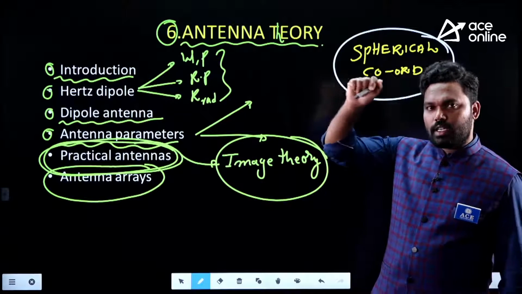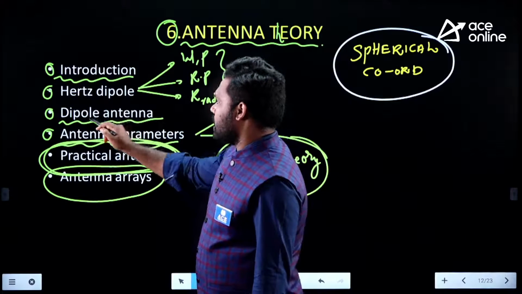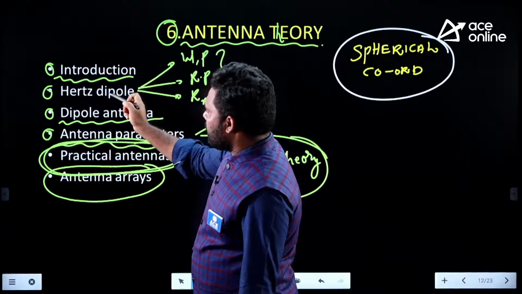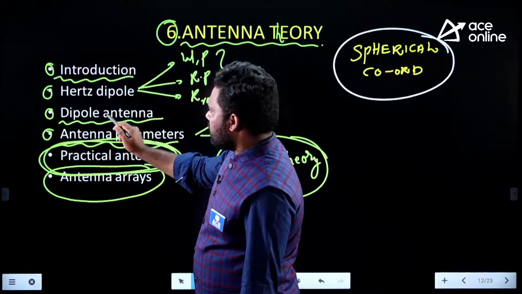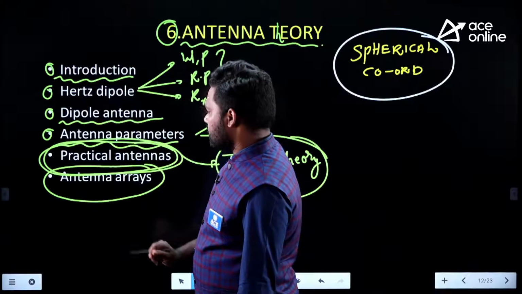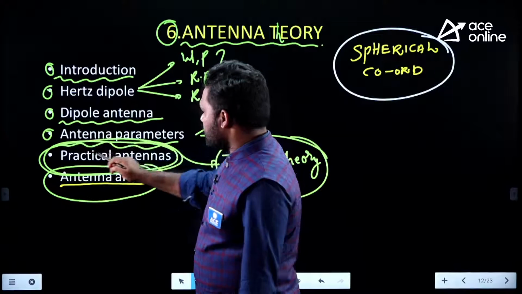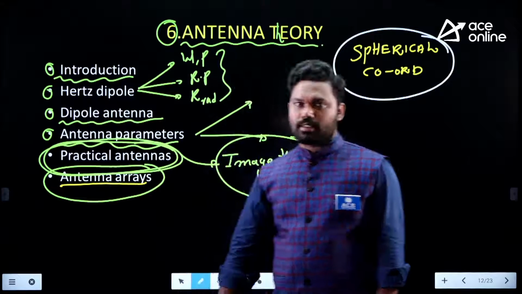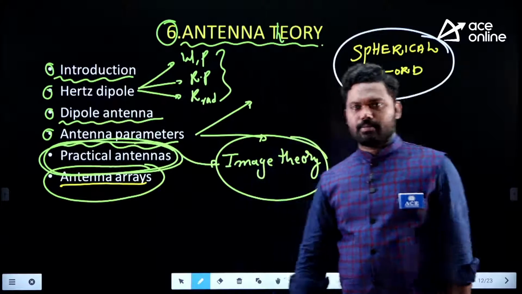Just focus on the end results of the radiated fields due to the Hertz dipole and the radiated fields due to the dipole antenna: what is the electric and magnetic field radiation due to each of these. And you should remember all the definitions of antenna parameters, and for antenna arrays, one should know the analysis: how to analyze the 2-element array and how to analyze the n-element array.